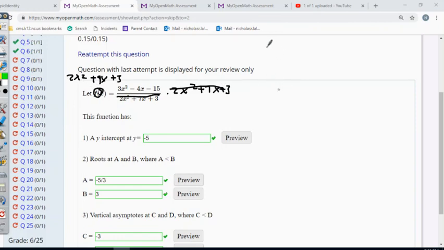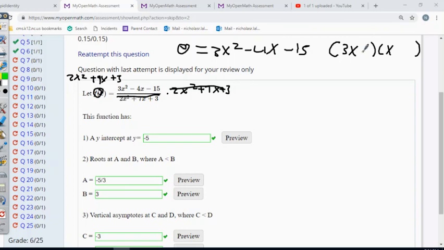So I end up with 0 is equal to 3x squared minus 4x minus 15, and this is going to factor into 3x. I need two terms that multiply to negative 15 and combine with the 3x and the x to add to negative 4x.